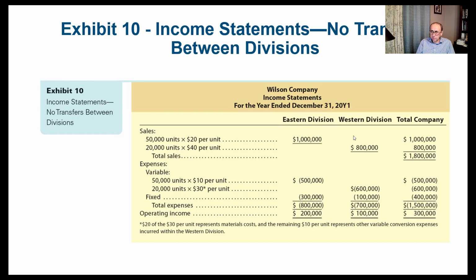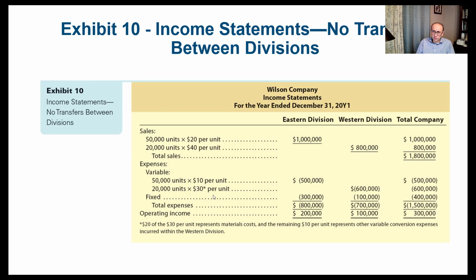And the Western division is the one that can use any of these units produced by the Eastern division, but in this case, they're going to outsource it. So their expenses for each division: for the Eastern division, it's 50,000 units at $10 per unit. And for the Western division, it's 20,000 units at $30 per unit.